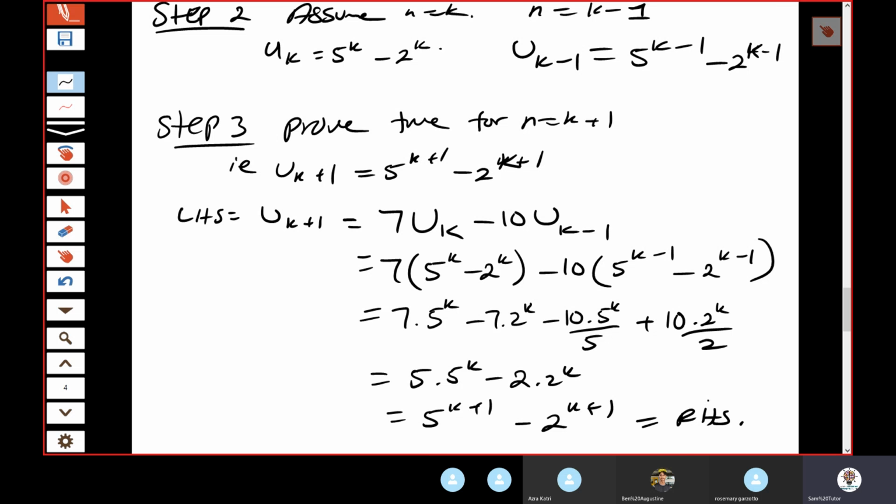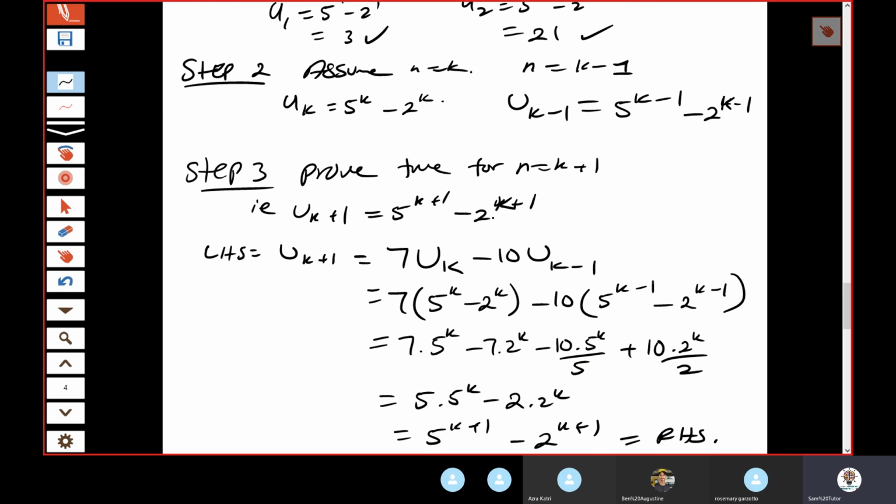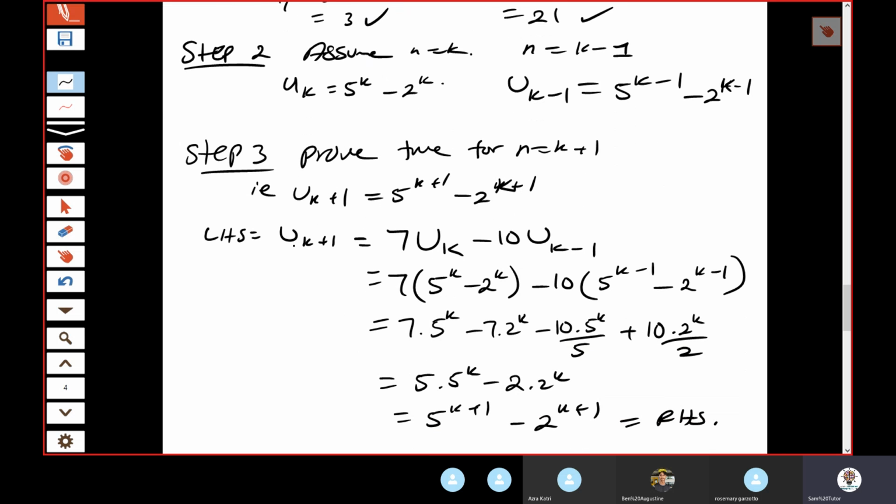So that's how your strong inductions work. That extra piece of information that's going to be given is just so that you can actually split up your u k plus 1 into your assumptions.